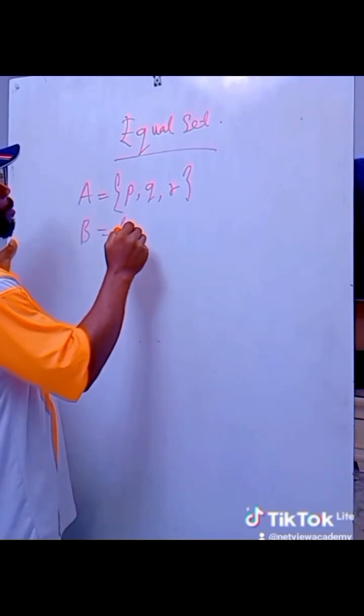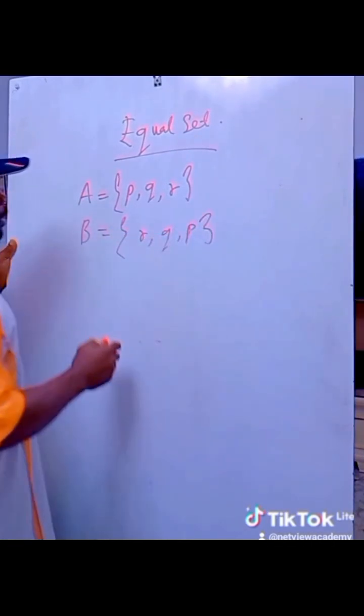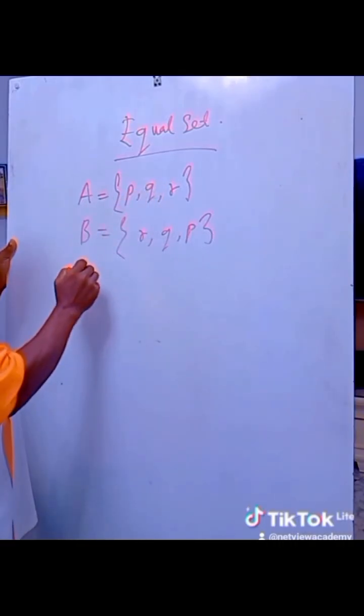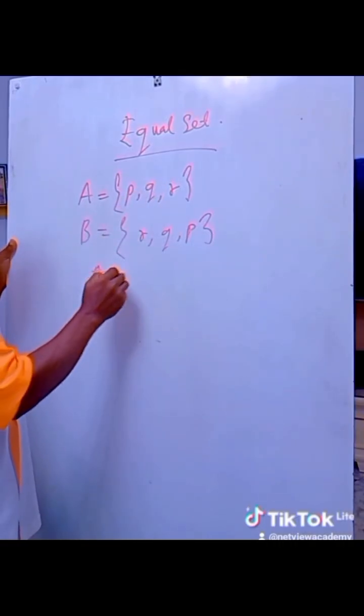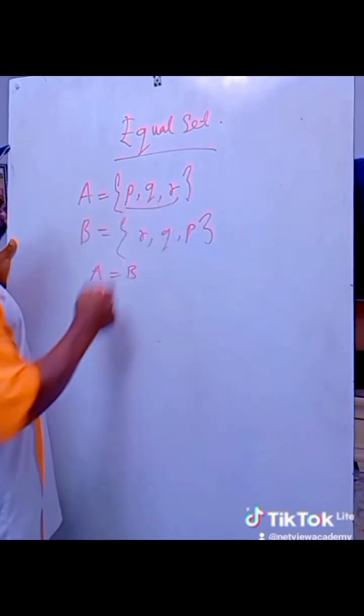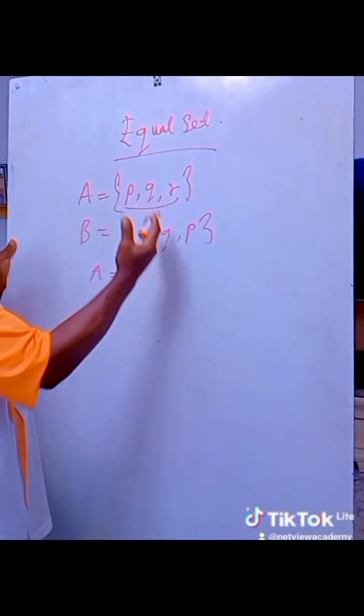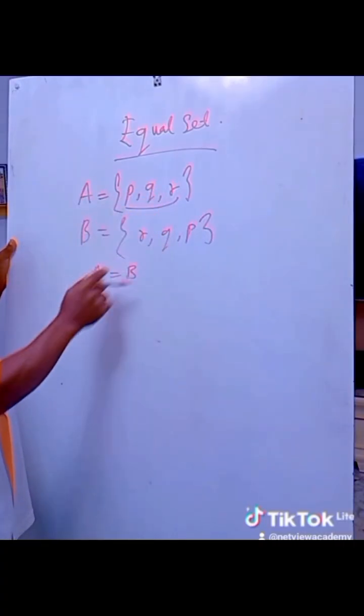Elements R, Q, and P. These two sets are equal sets. So we can say that A is equal to B because they contain the same number of elements and the same type of elements, but they are not in order. So we don't put the order into consideration. But we can say that the two sets are equal.